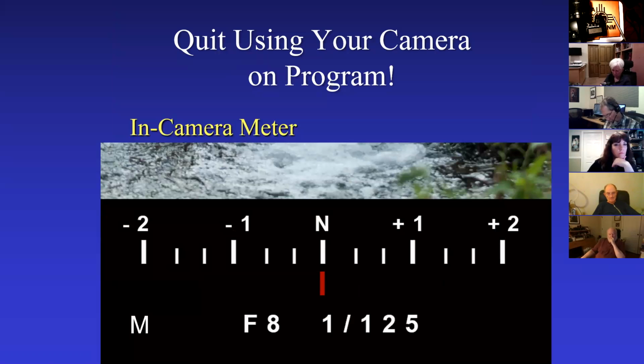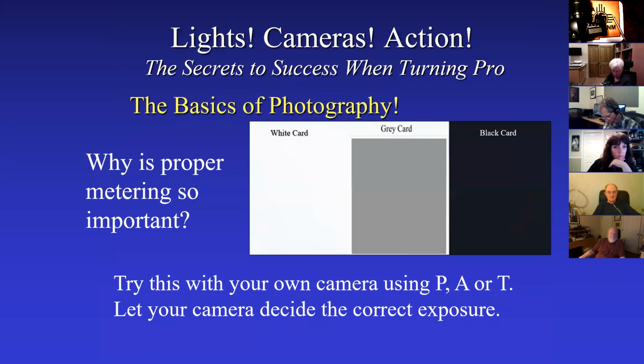And so we've done enough of this now. I think you kind of get the idea. There's proper exposure. There's 2 stops underexposed. There's 1 stop overexposed. And our goal is always to get it right in the center. So why is proper metering so important?